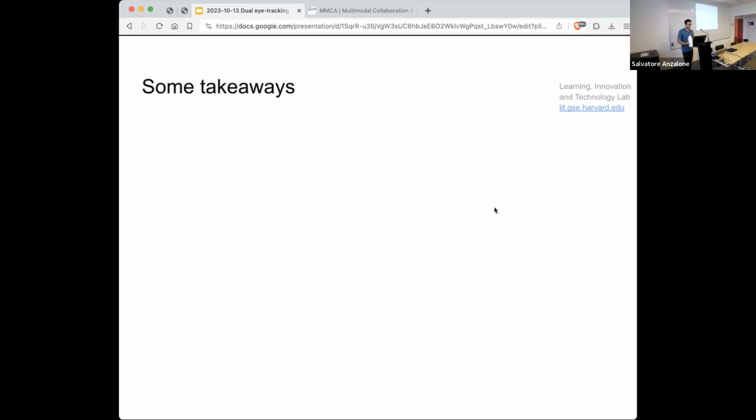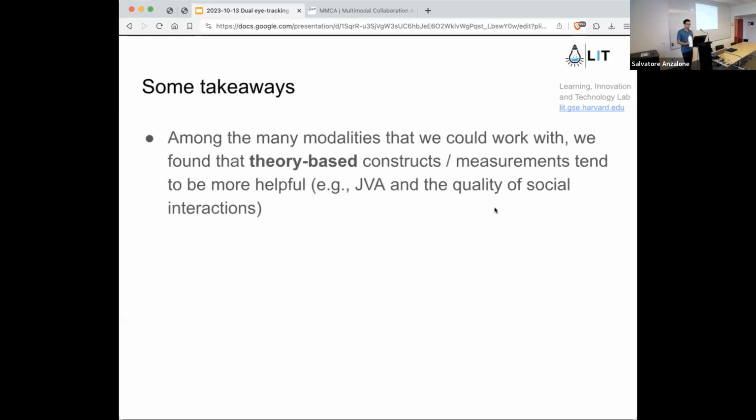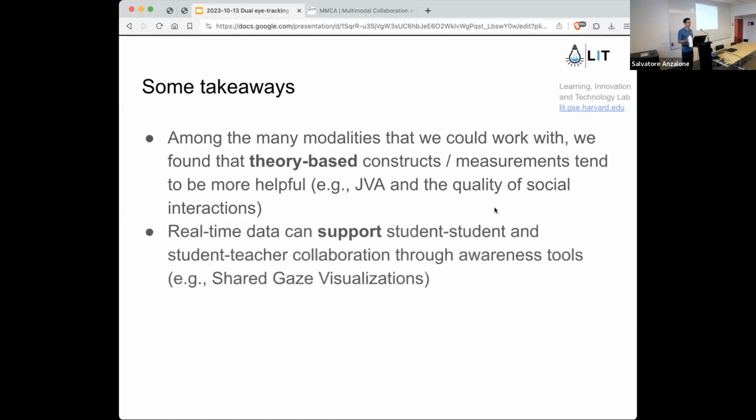All right, so in conclusion, a couple of takeaways. Like I said, among all the work that we've done, all the modalities that you can work with, we found that theory-based constructs tend to be more helpful. So for us, it was very productive to start with this theory about joint visual attention and try to use that to implement interesting measures. And also use that to design interventions to support, in this case, collaboration between students and students or students and teachers.